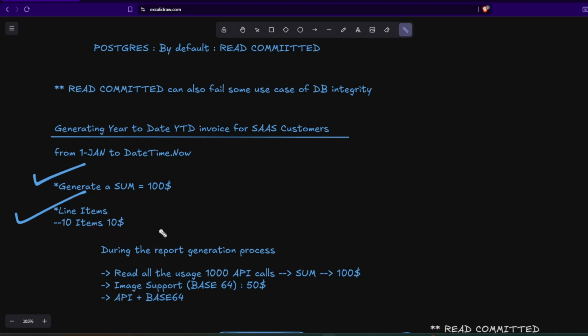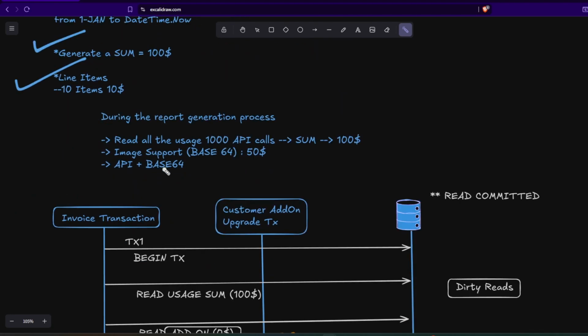Now during this report generation process, you are reading all your API calls and usages. In the meantime, suppose AWS or Azure has some kind of imagery support as well, which you wanted for your application. For that imagery, you add it as an add-on. So earlier it was $100, now you make it $50 more. Now your API gets this imagery support, some kind of base64 encoding, and all the APIs that AWS or Azure have, you can take advantage of.